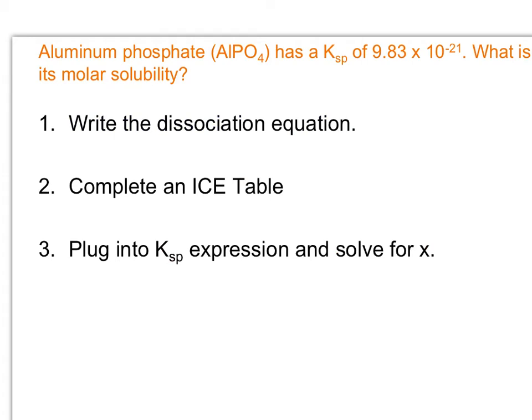So here's one for you to try. It's another one where the problem gives you the Ksp value and asks you to solve for solubility. So go ahead and turn off the video and see how you do that on your own. This style problem is the one that's most commonly missed, so I encourage you strongly to try this on your own.